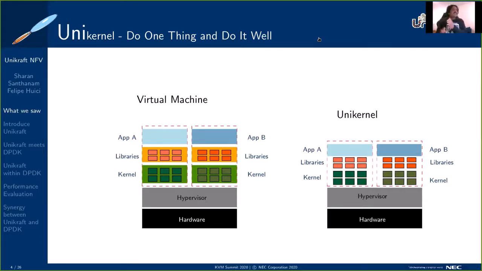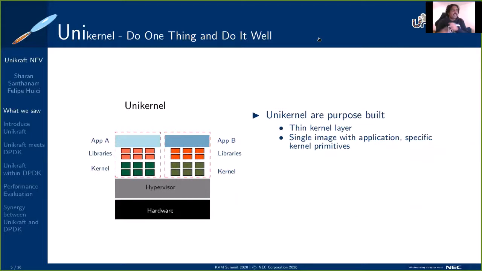Contrast this with that of a unikernel image. A unikernel image is built with one purpose in mind. Thereby, you only need an image which has the specific libraries and the specific kernel components with the application as such. Just to summarize, a unikernel image is a purpose-built image with a thin layer of the kernel embedded into the application as such.